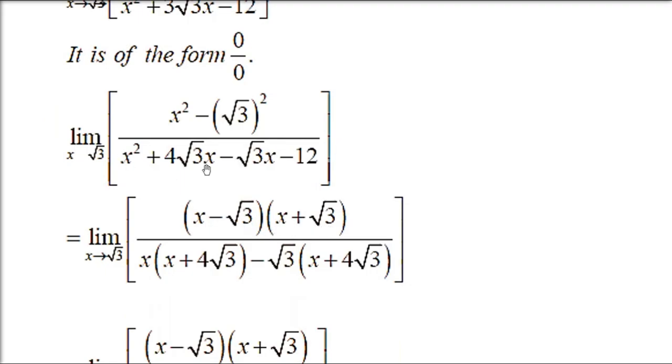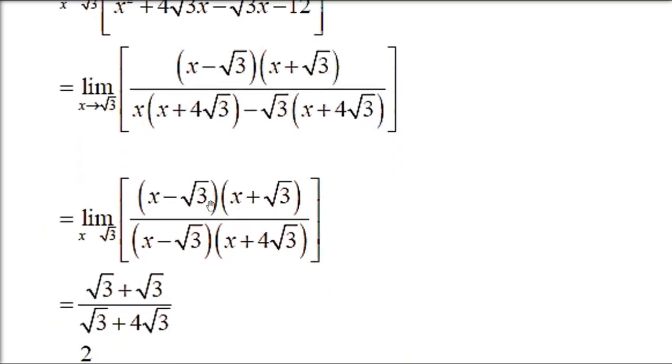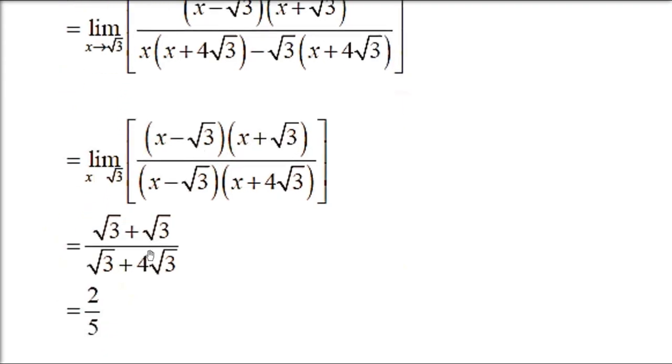So x square minus root 3 whole square is x minus root 3, x plus root 3. Here also you can make the factors in the denominator. So we have x minus root 3 and x plus 4 root 3. And as I said, x minus root 3 is common. So just cancel it. So x plus root 3 by x plus 4 root 3, and put x as root 3. So you have 2 root 3 by 5 root 3. So root 3 gets cancelled. You get 2 by 5.